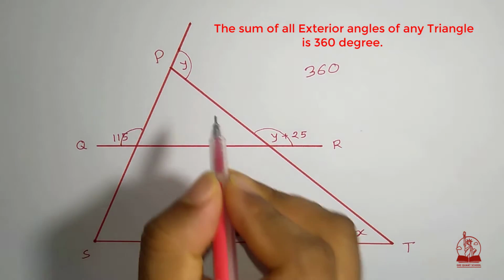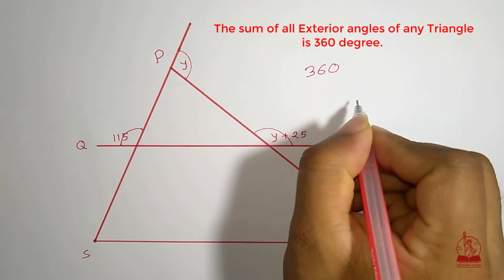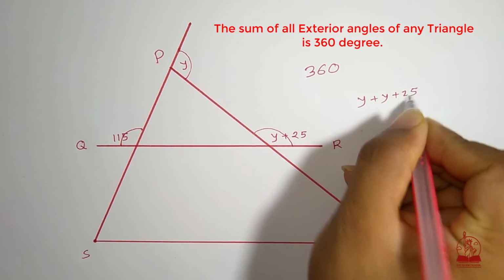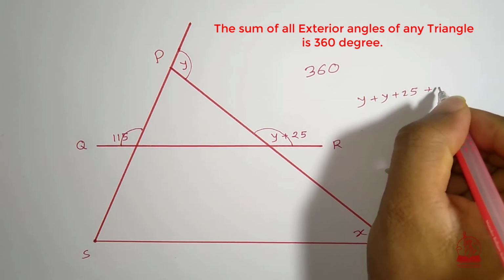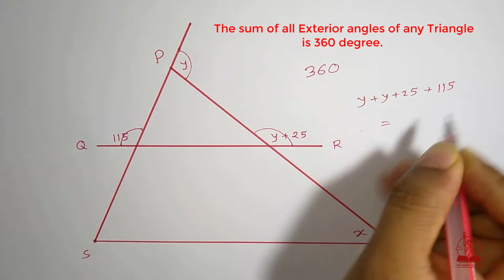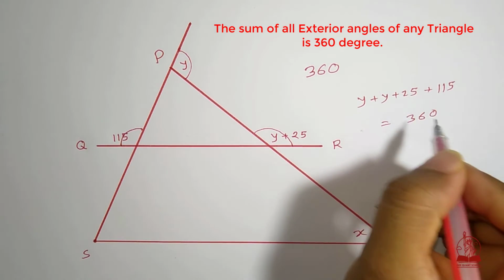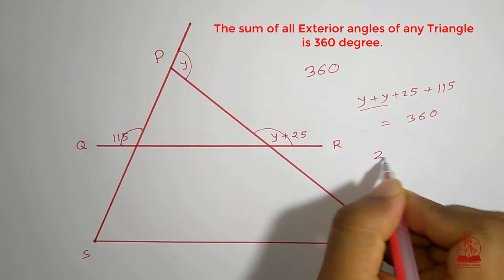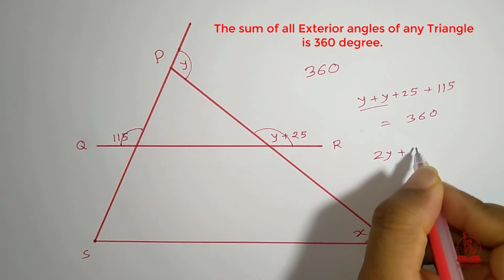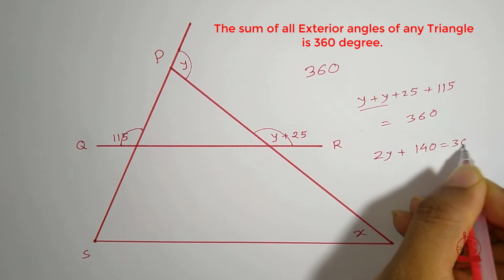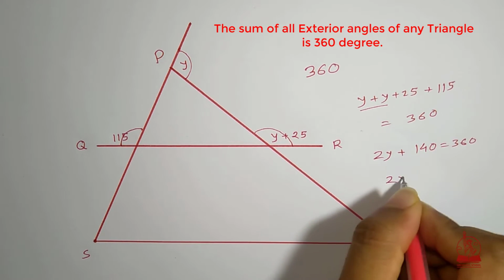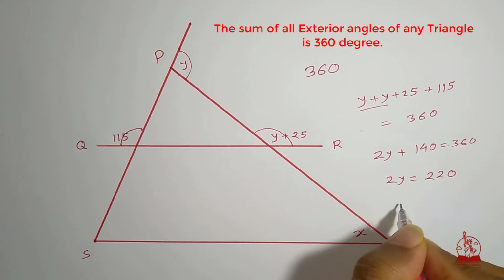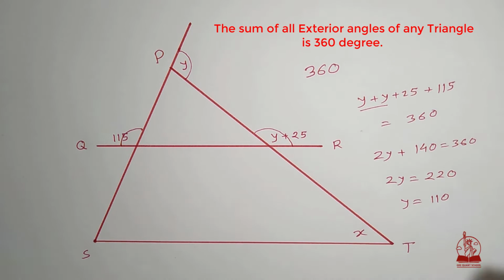Here the exterior angles are y plus 25 plus y plus 115 is equal to 360 degrees. Okay, then we can say 2y plus 140 equals 360, then 2y equals 220 and y equals 110.